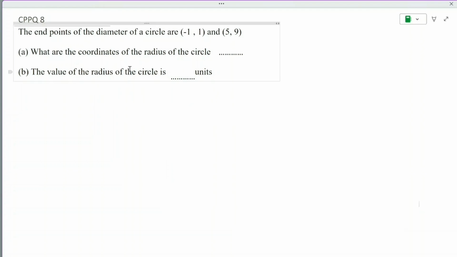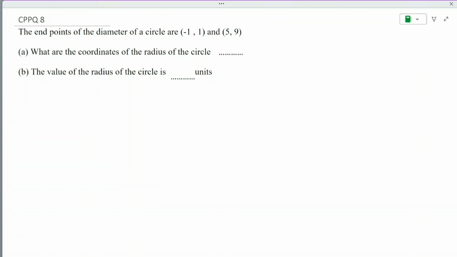You might at first view be confused about this question. First, you have to comprehend this question. You have to be able to tell the topic the question is from. And when you see the word coordinates, then you know you are dealing with graph. And you also have (-1, 1) and (5, 9). Those are the endpoints of the diameter of a circle.